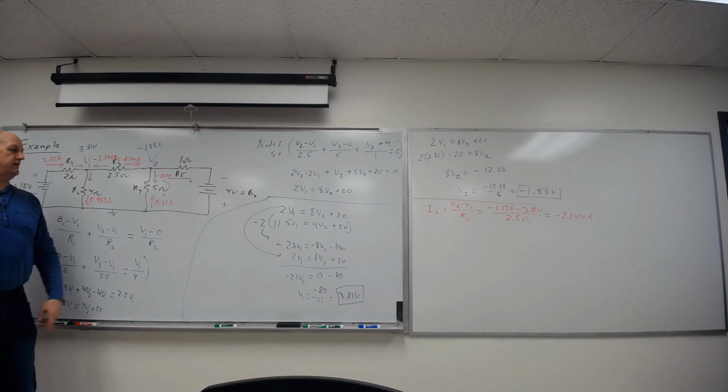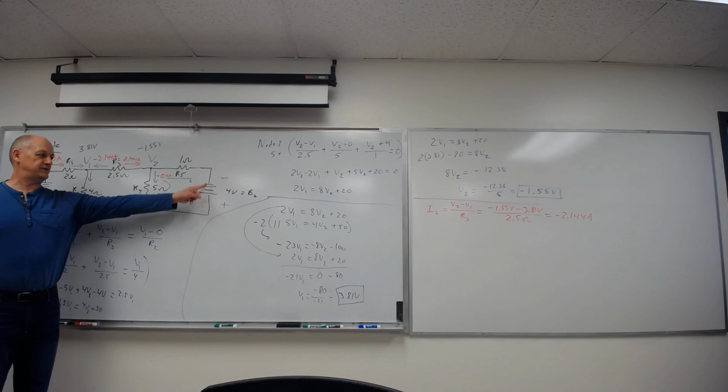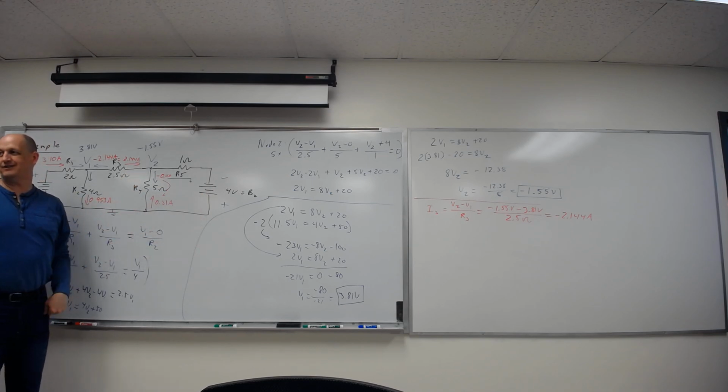Common sense check. Well, of course my current's going this way, because my current's coming out of the battery here and going to go there. There's nowhere else for it to go.